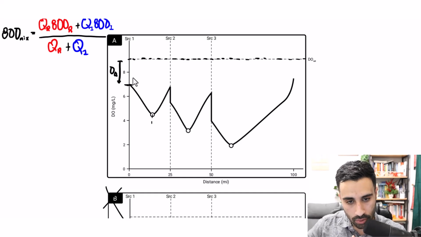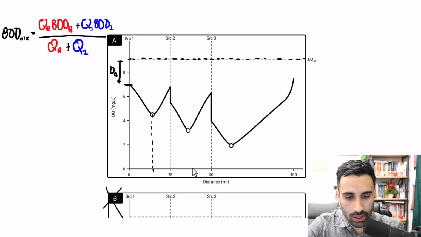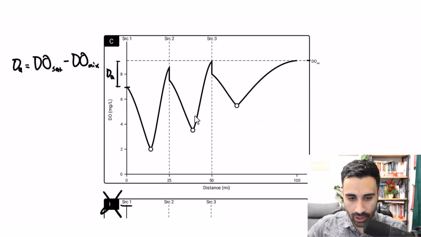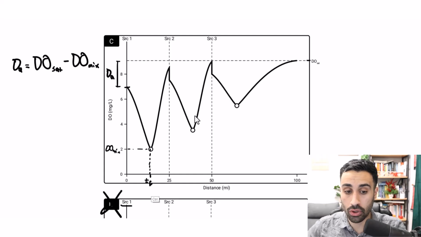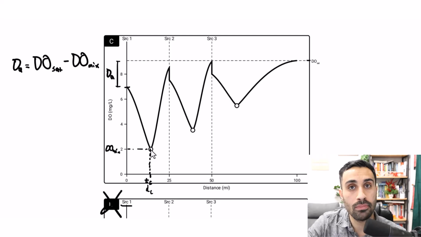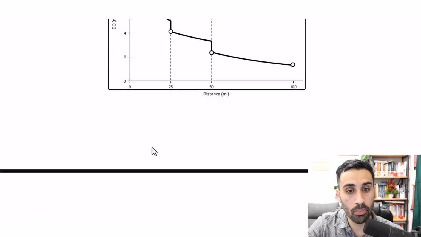So it does go down to a very important point that I want us to look at, and it's shared between both of these. This is the minimum dissolved oxygen. So let's write that here, DO minimum. And this occurs at a critical distance, which relates to a critical time. T for time, D for distance, C for critical. That's where the minimum dissolved oxygen will occur, at the very bottom. Both of these share it.